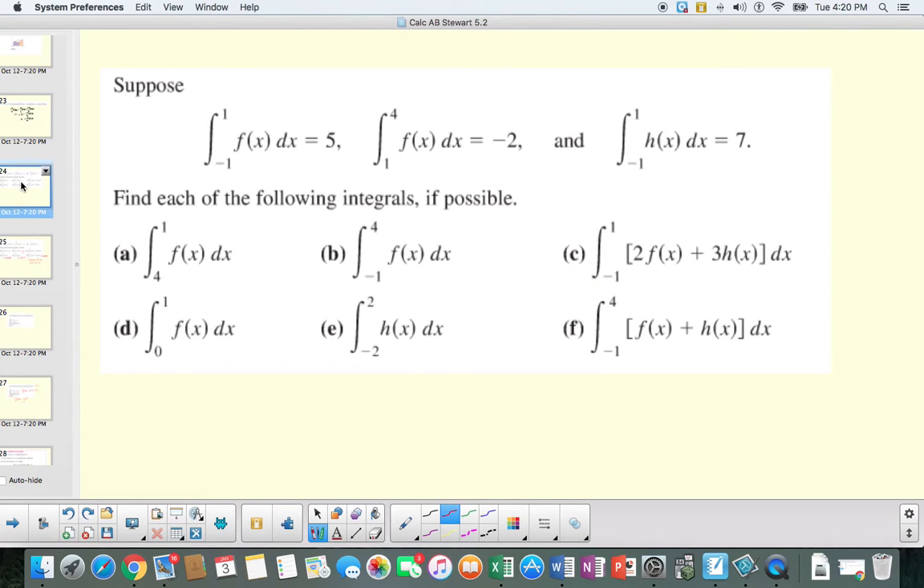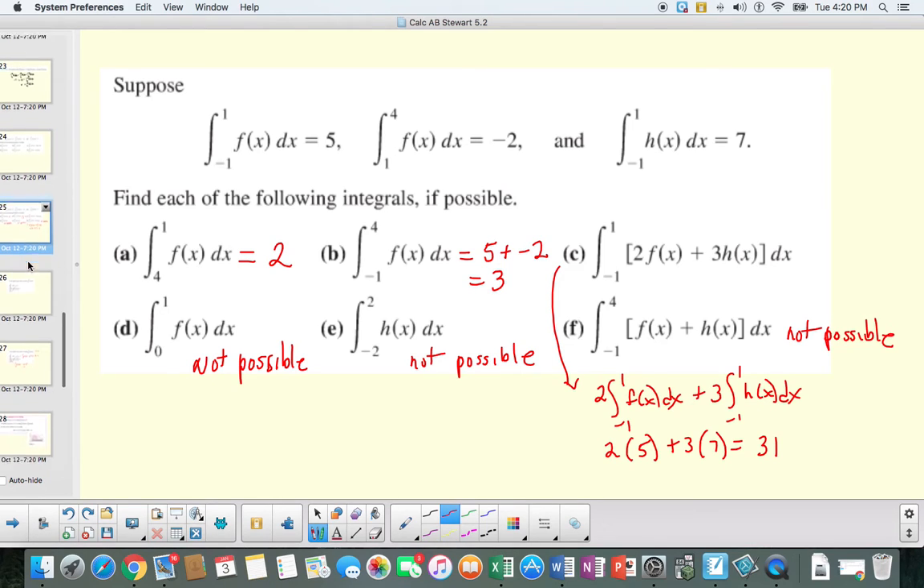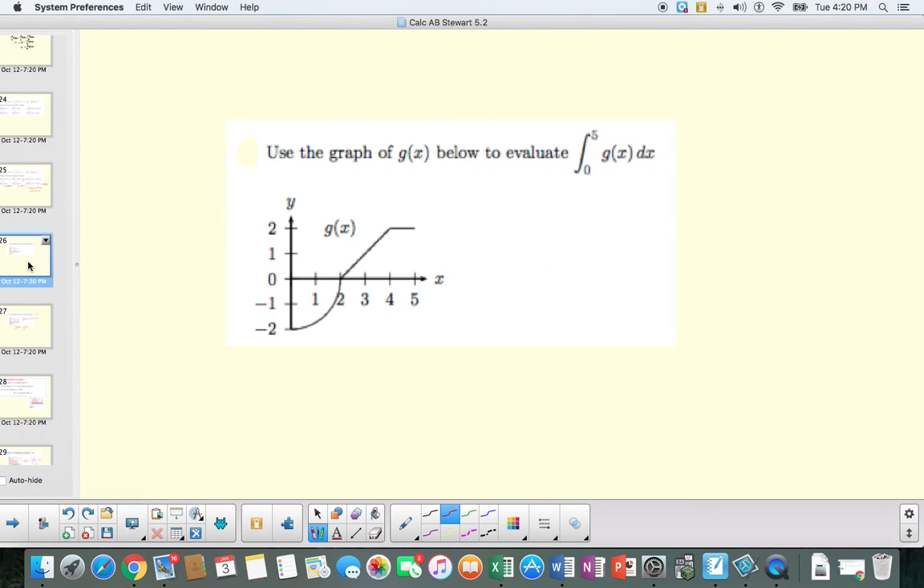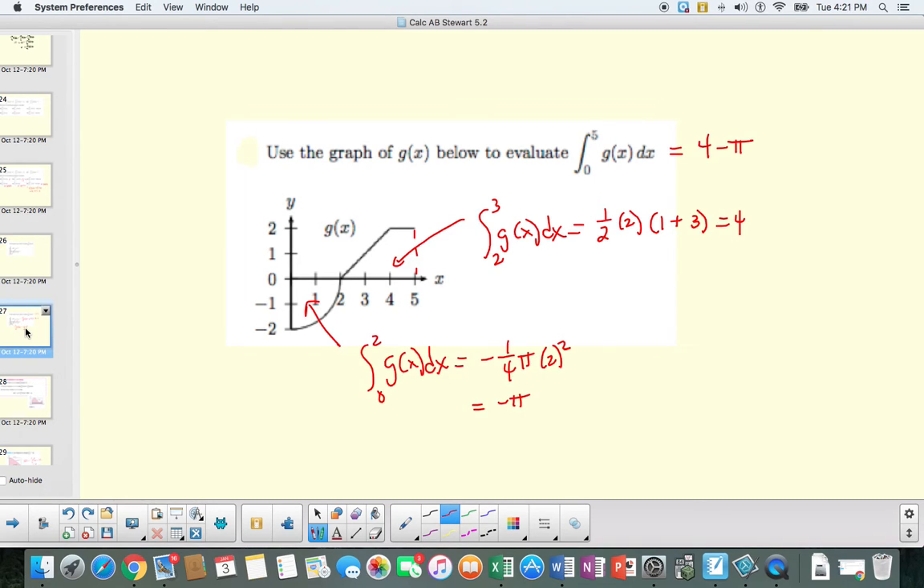Your turn. Go ahead and try these problems. Here are the answers. Go ahead and use the graph to evaluate this integral. And here's the answer.